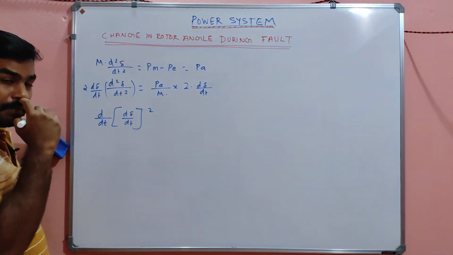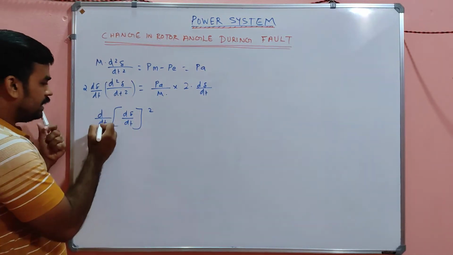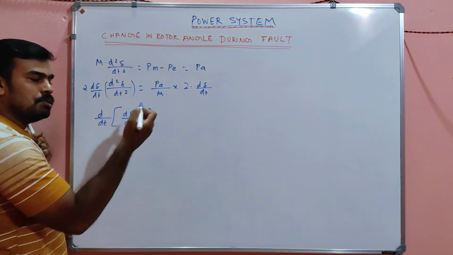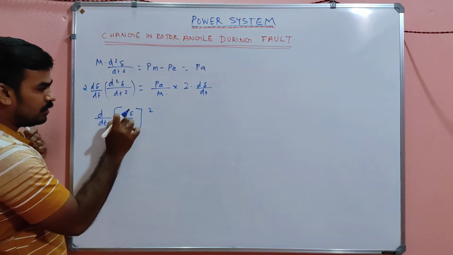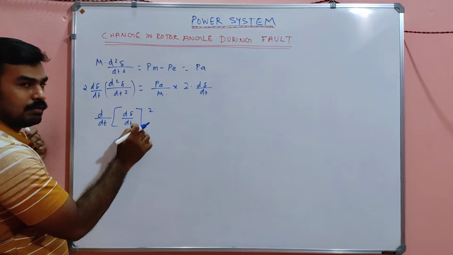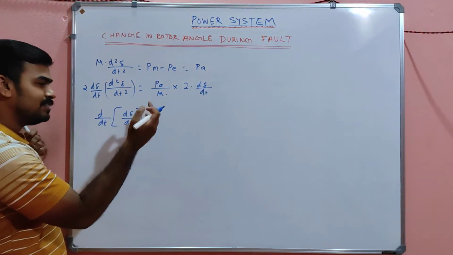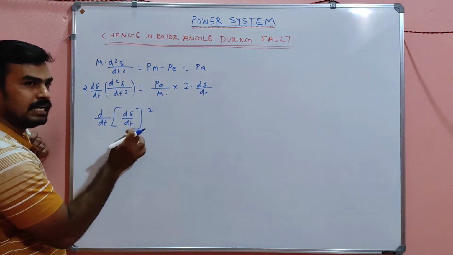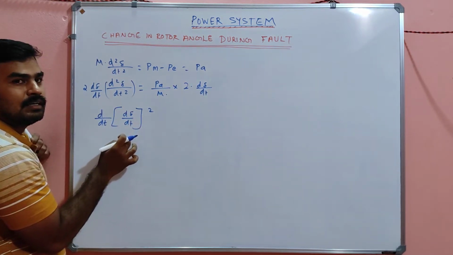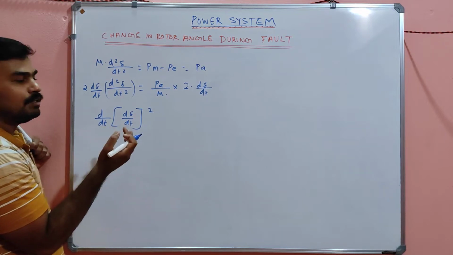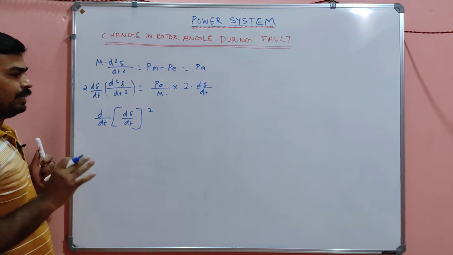Can we check whether this is the same or not? Suppose, d by dt of d delta by dt the whole square is what? 2 into d delta by dt, raised to 2 minus 1, which is simply 1. So 2 into d delta by dt into d by dt of d delta by dt, which is nothing but d square delta by dt square. Am I right?